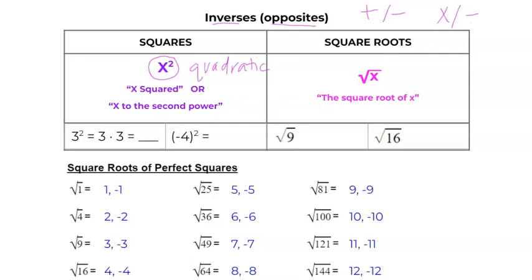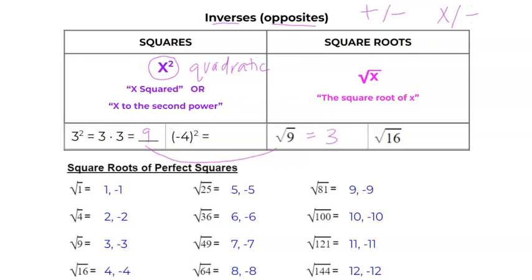that operation. So if we think about that, 3 squared is equal to 3 times 3, which is equal to 9. And if we go over here, the square root of 9 is 3. So they're inverses. They undo each other.